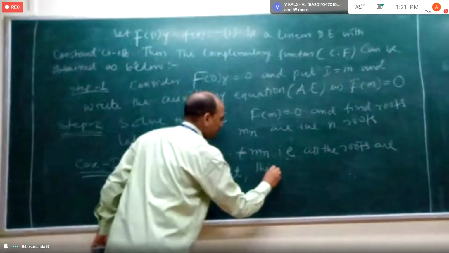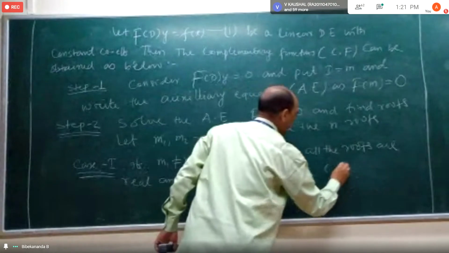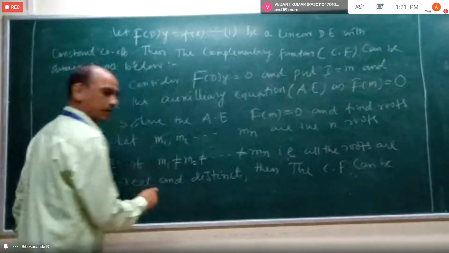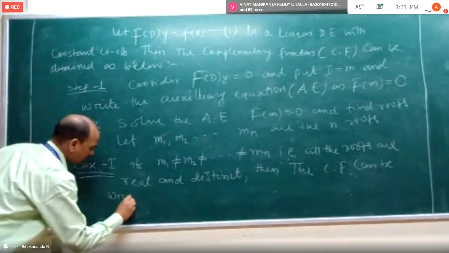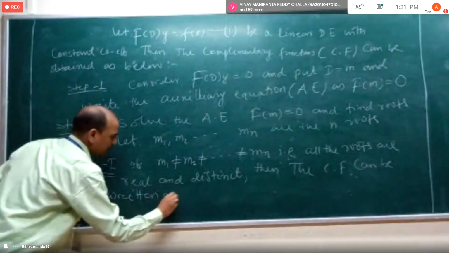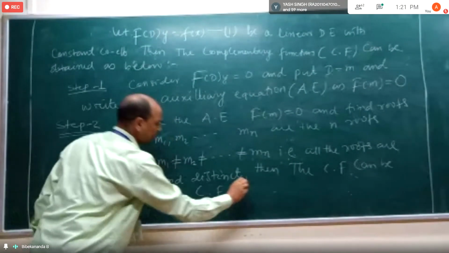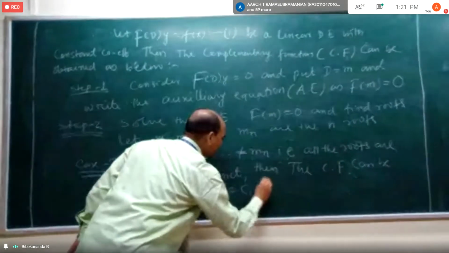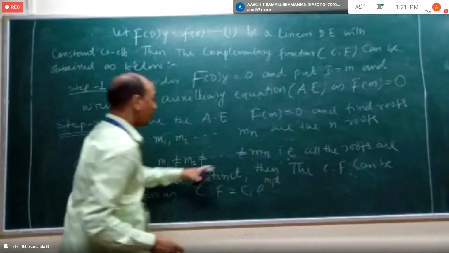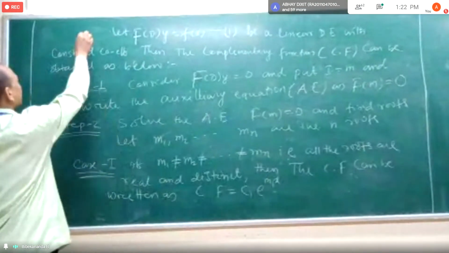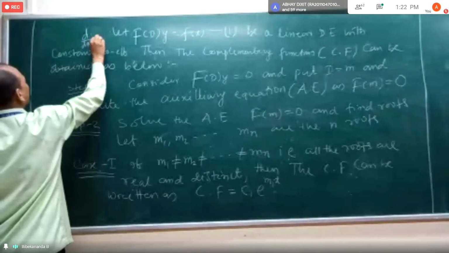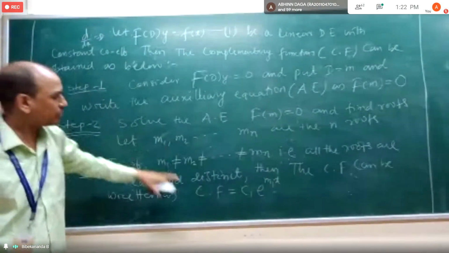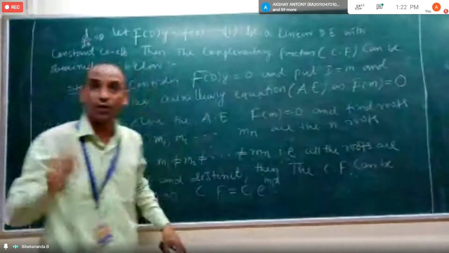All the roots are real and distinct. Then the CF can be written as CF equal to C1 e to the power M1 into X. Why X will come? Because I am considering d by dx equal to capital D. This capital D involves the independent variable X. So the solution will be nothing but M1X, not Y.